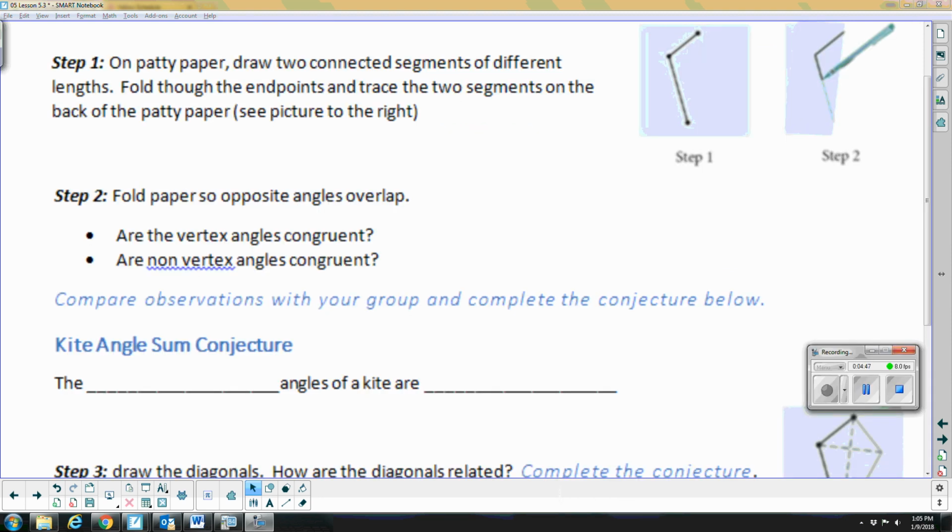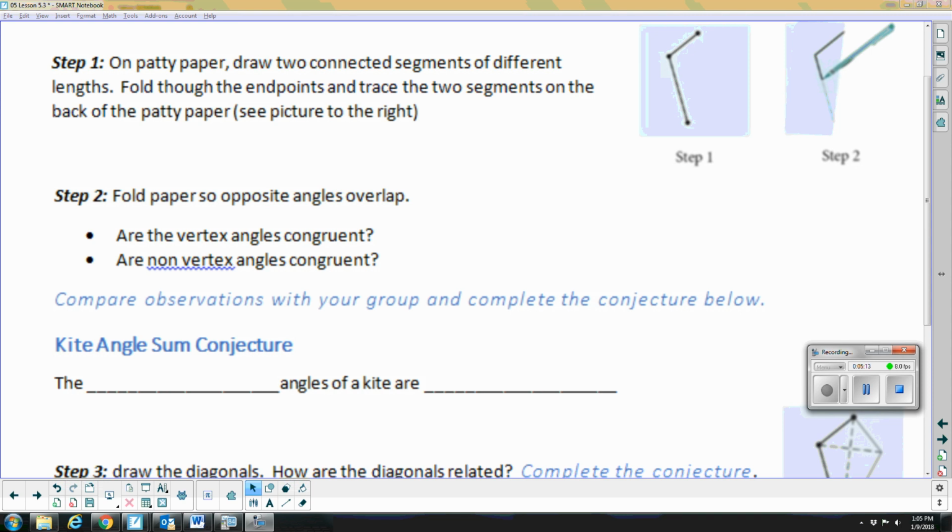Alright, so now if you look in your note sheet, it asks you to use patty paper. Now you could use a marker and regular paper if you wanted, but you just need to be able to see through the paper. That's why patty paper is helpful. But you could use wax paper if you have that at home, or any kind of white or thinner paper would work for this. But we'll kind of walk through some of the properties of kites and how and why those are true.